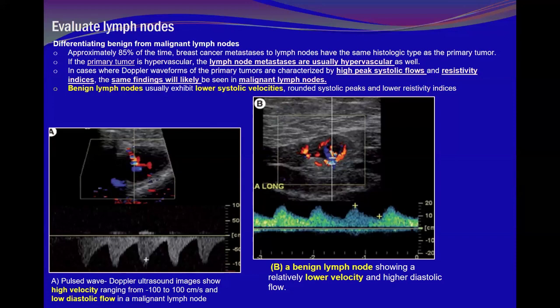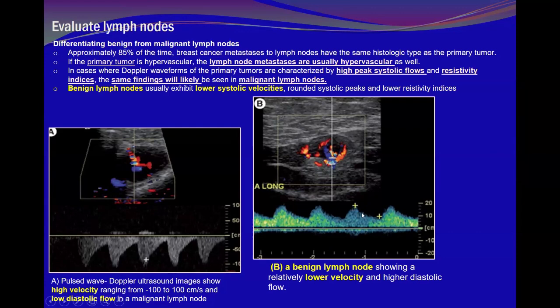So here the velocity is high. We can see it is high. And the pulsatility is very high. Well, velocity ranging from minus to plus. And the very low diastolic flow.